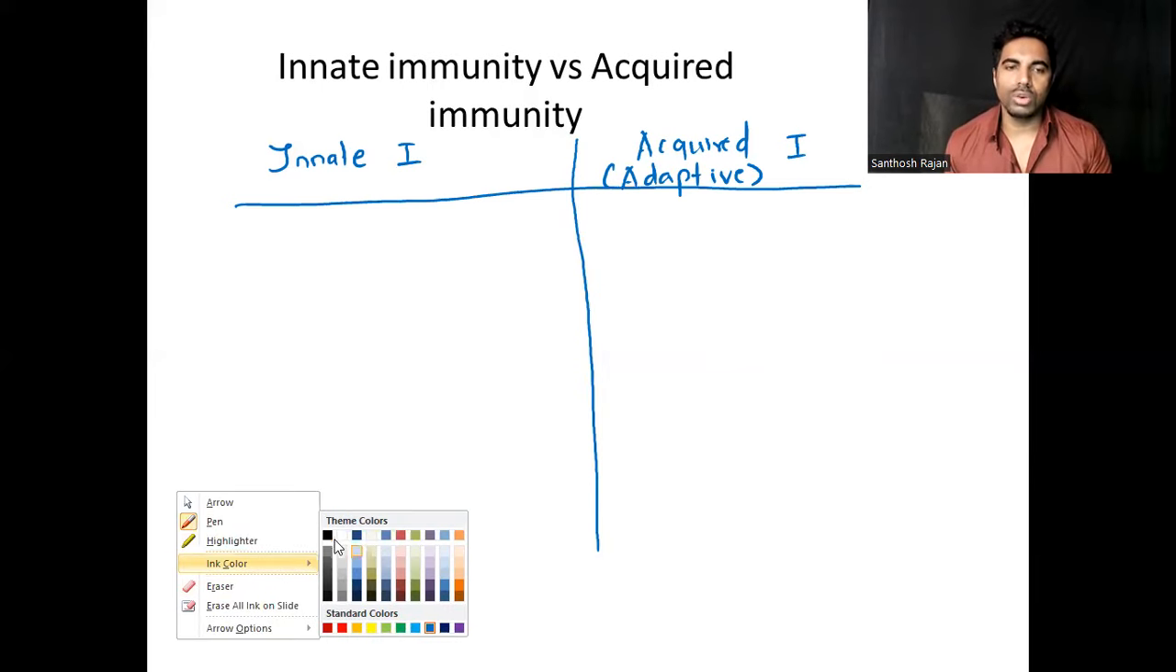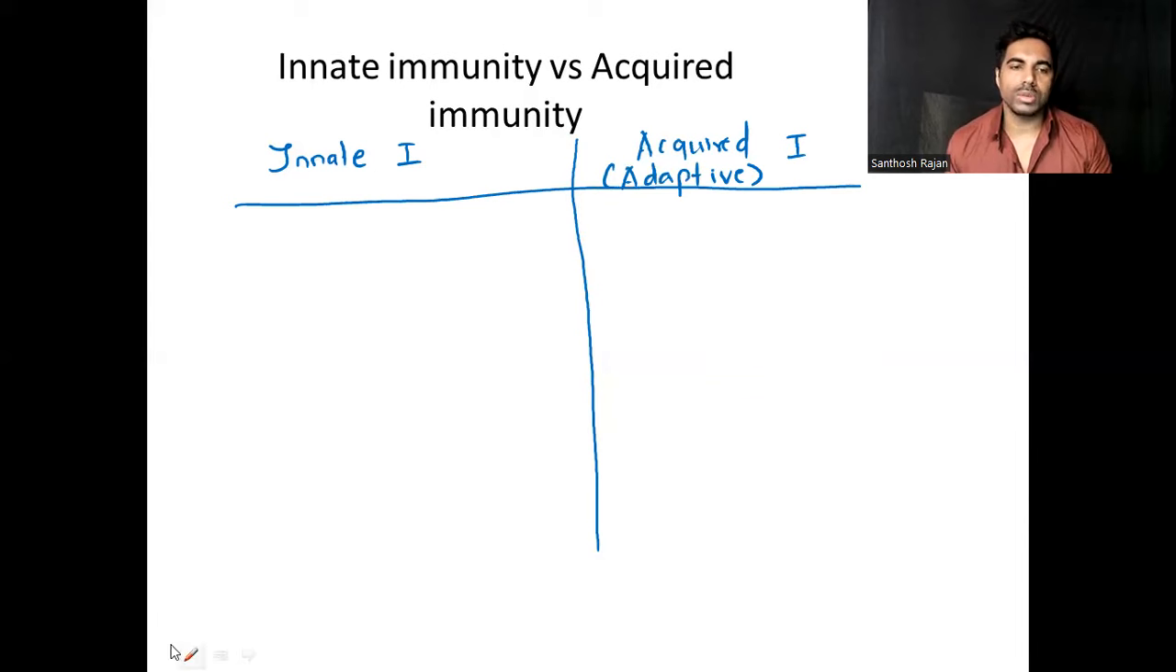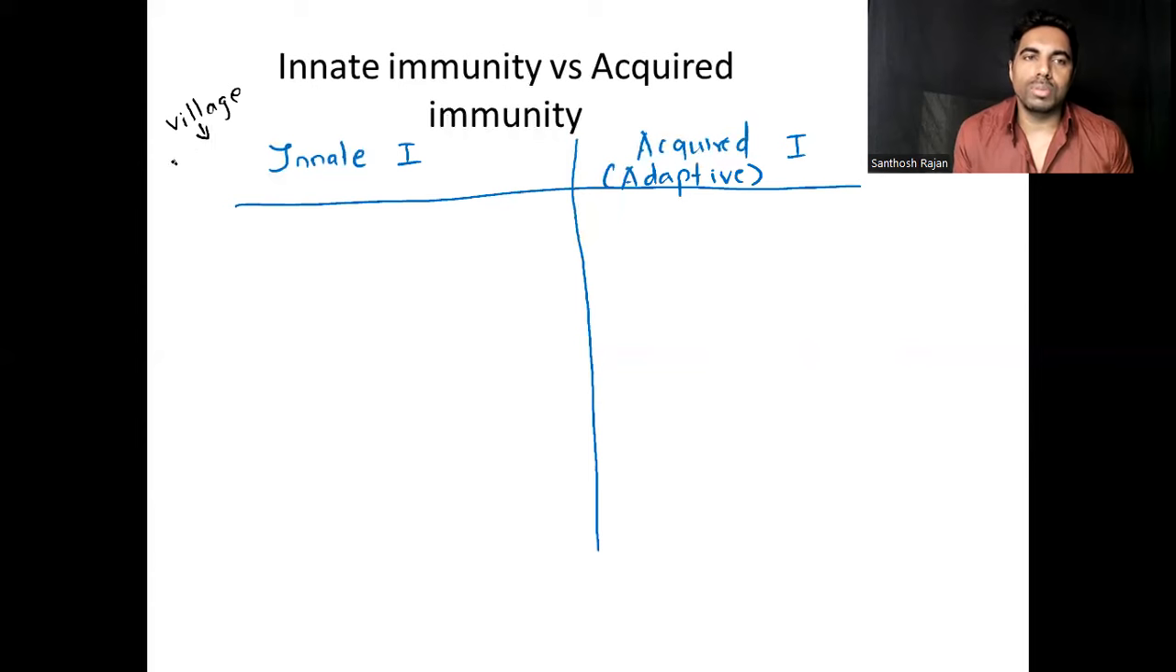How to make it easy? Yes, I will tell you how to make it easy. It's very easy. You don't have to struggle, actually. I'm going to change the color of this one. So innate immunity means you remember your village or your town where you were born. Where were you born? So it's easy. It means you are born in that village.